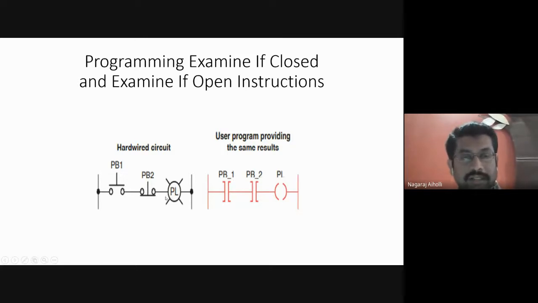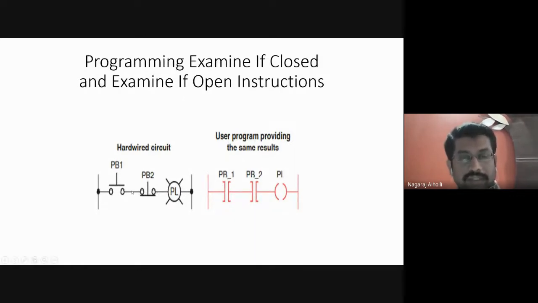Right? That is the logic. The way they are interpreted is different. Push button 1: here open means it is off state, and closed means it is on state. In push button 2, here PB2 closed means it is off state, and open means it is on state.